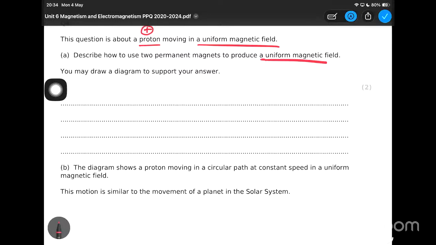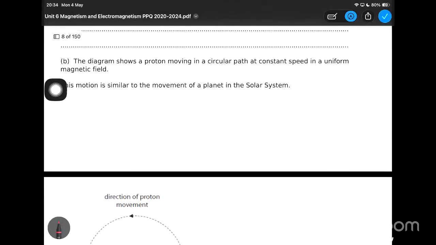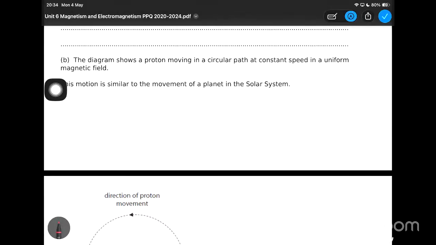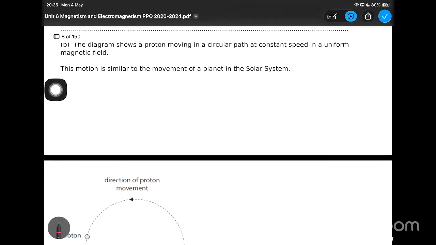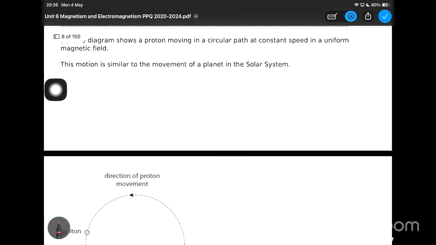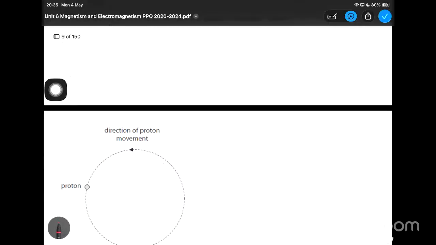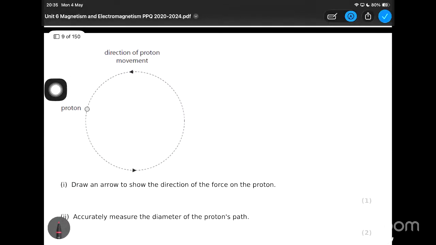So a uniform magnetic field means you need to have parallel magnetic field lines, right? So therefore, you can place two permanent magnets like this, having opposite ends. Then you will have that uniform magnetic field. The diagram shows a proton moving in a circular path at constant speed in a uniform magnetic field. This motion is similar to the movement of a planet in the solar system. Okay, so the direction of the movement is given.